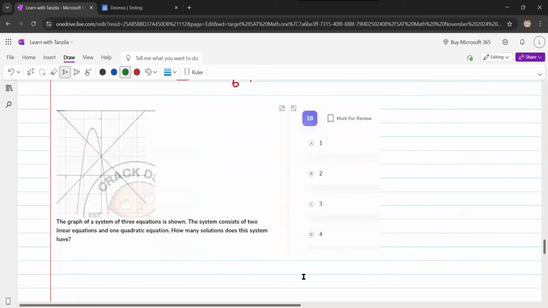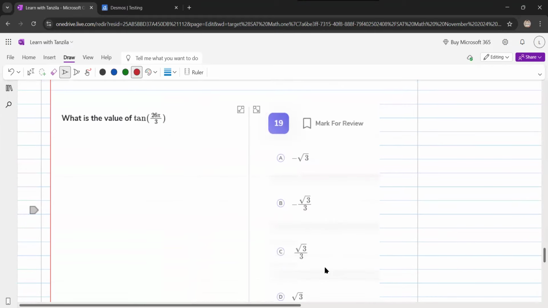Okay, moving on to question 18. The graph of the system of three equations is shown. The system consists of two linear equations and one quadratic. How many solutions does the system have? One, because there's only one point of intersection, one point where all 3 intersect.